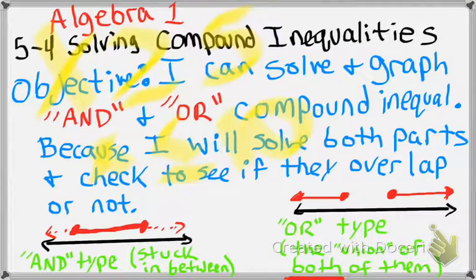So if it's greater than or equal to 5, that means go to 5, put a solid dot. Greater than or equal to is everything to the right. Now, if it's less than or equal to 10, we would go to 10, we'd put a solid dot, and it's everything to the left of 10. But it says and, meaning it has to satisfy both. So the only place where it is true for both is right here between 5 and 10. Only this area in between satisfies both. So that's what I mean by an "and" inequality.